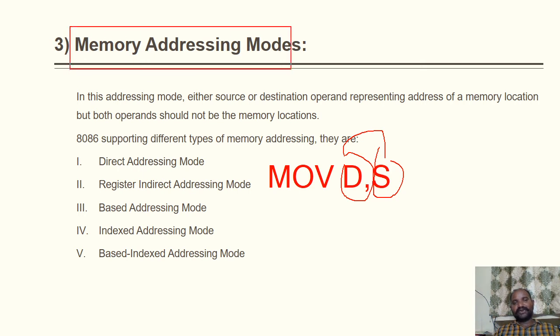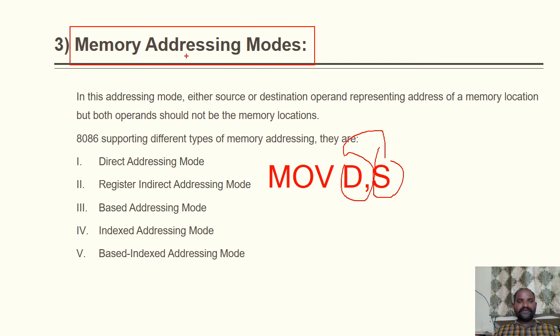Memory addressing mode means in a particular instruction, either the source or the destination is going to be the memory location, and the other one may be the data or the register, whatever ways we are having. If one operand is a memory location, the other operand may be represented using either the register or any one of the ways which are supported by the 8086 microprocessor.